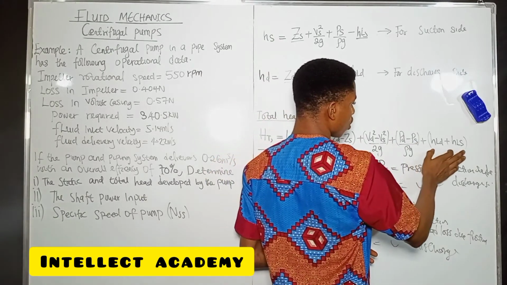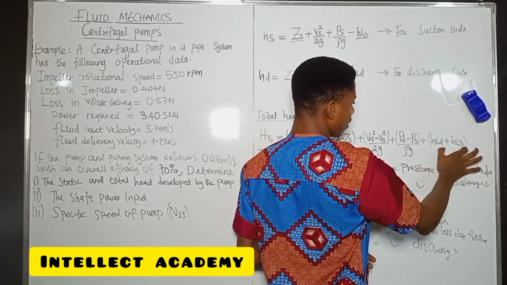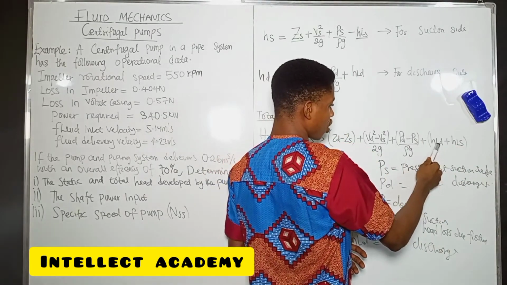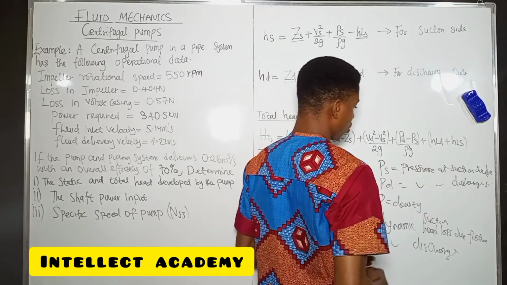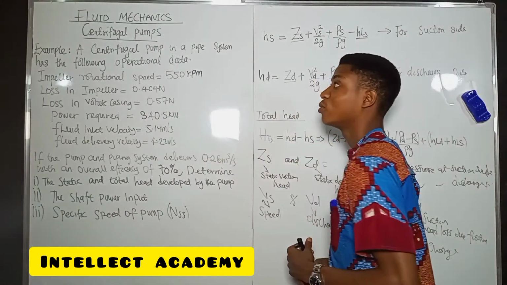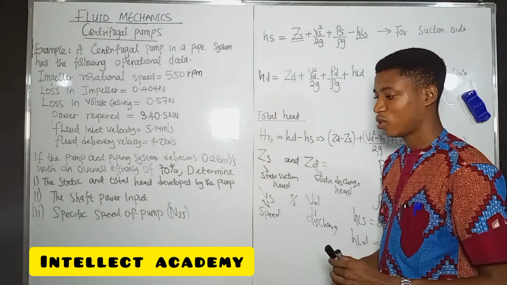Then we have what? The summation of the dynamic losses. This is dynamic losses due to the discharge. This is due to the suction. So now let us start by attempting this question.